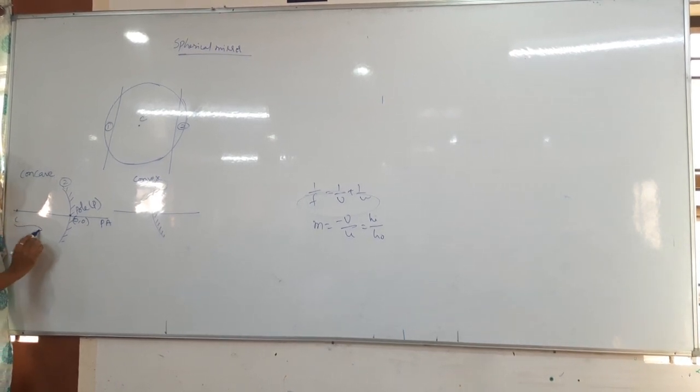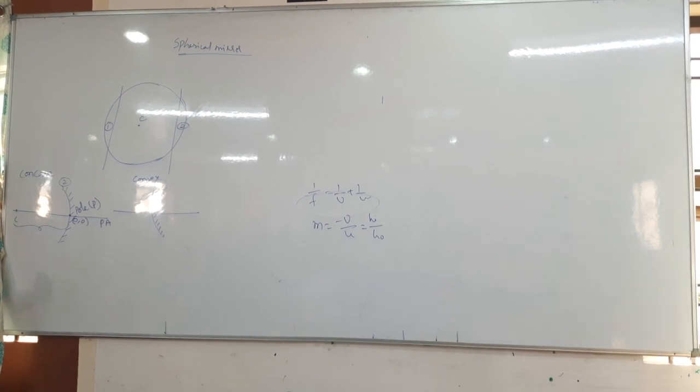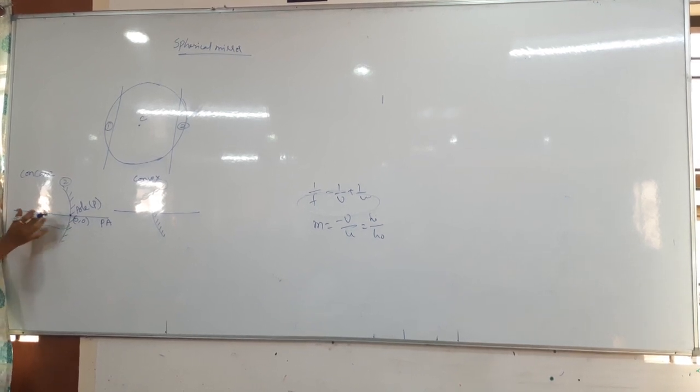And the distance between the pole and center is known as what? Obviously, the distance between the edge and the center is known as what? Radius only, right? That is the radius of curvature. Center of curvature and then radius. Now, exactly at the half of the radius, what will be there for us? Focus will be there.